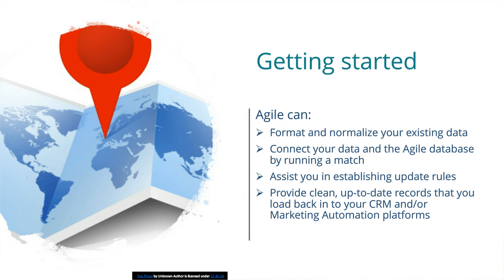Coming back to data governance, Agile can assist you in establishing update rules. Without rules, you'll quickly fall behind and run into a problem with outdated and unusable data. Lastly, Agile can then provide you with clean, up-to-date records that you load back into your CRM or marketing automation system, and it'll feel like a fresh start.